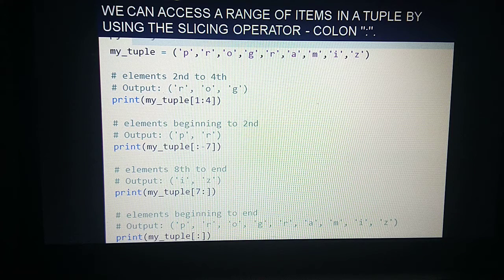Now next is my_tuple[:-7]. We are here, the starting point is not mentioned, we just mention the negative index minus 7, so only p and r will display, up to the eighth element.